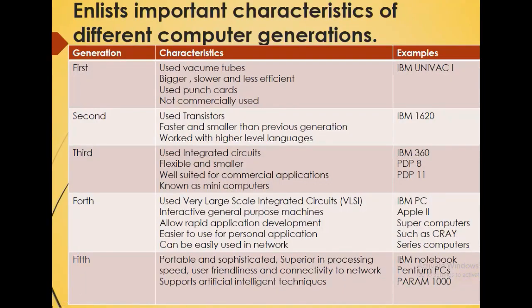Now we are going to review what we have learned till now in this chapter. This is a summary of the first, second, third, fourth, and fifth generations of computers. What you should remember here: in the first generation, what was used? Vacuum tubes. They were bigger, slower, and less efficient. An example of a first generation computer is IBM Univac 1. Then second generation computers, where vacuum tubes were replaced by transistors, and they were faster than first generation computers. An example is IBM 1620.